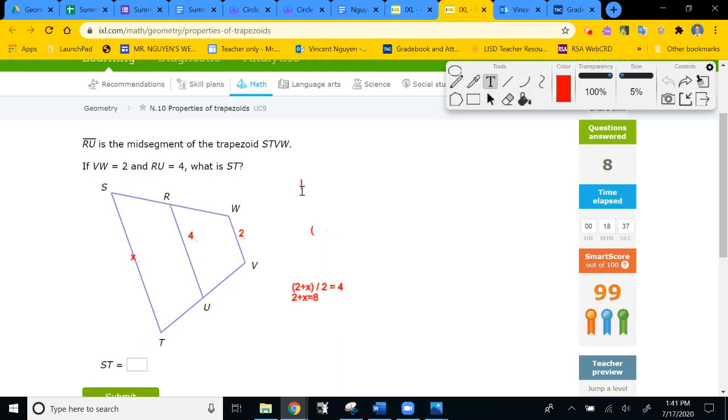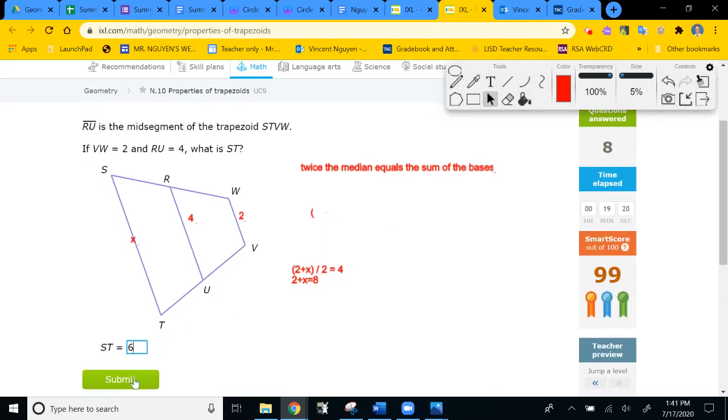Twice the median equals the sum of the bases. See, that's an equivalent statement to what we just said about the average of the two bases being equal to the median. So X turned out to be 6, which is ST. As you can see, 2, 4, 6. We could have done mental math that way. 4 is in between 2 and 6. That's why it's called the median. All right, submit, and we have reached 100, guys.